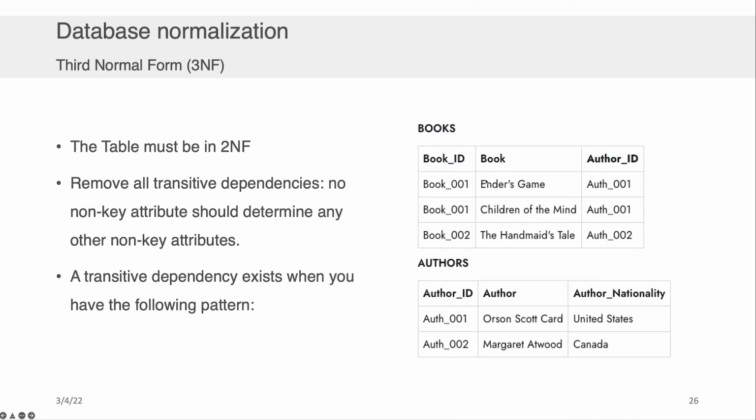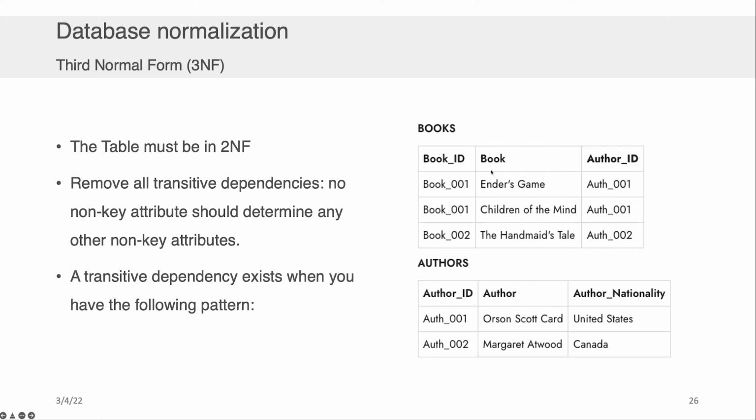In this case, the first way that you might remove that is by saying, okay, let me go ahead and break that into two tables. So from something like this to something like this. In breaking that, now you have a book ID, a book, and an author ID, and then you have an authors table separately that says, I've got an author and the author's nationality.